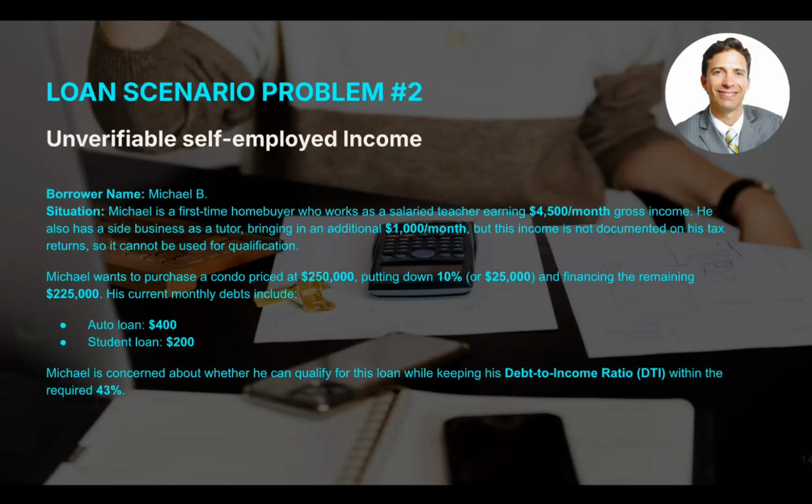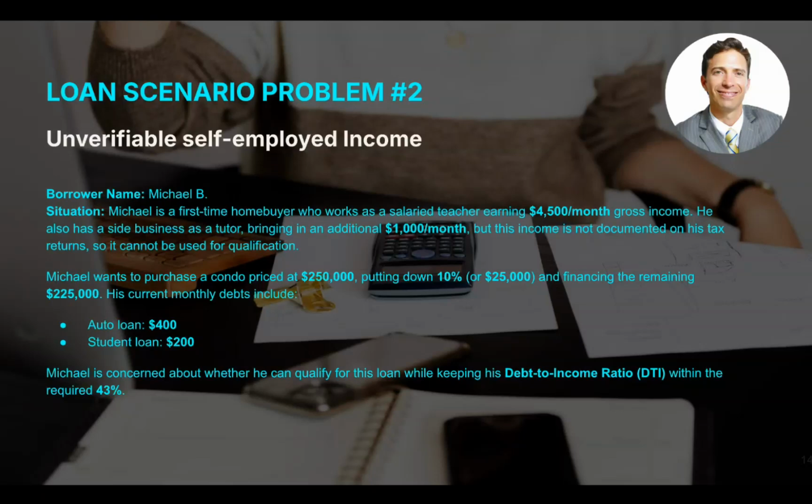But Michael wants to purchase a condo priced at $250,000, putting down 10%, or what would be the equivalent of $25,000, and financing the remaining $225,000. His current monthly debts include an auto loan, which is about $400, and a student loan of $200.